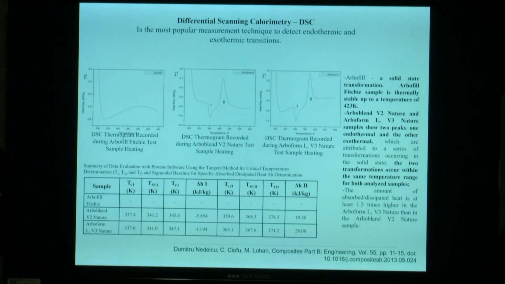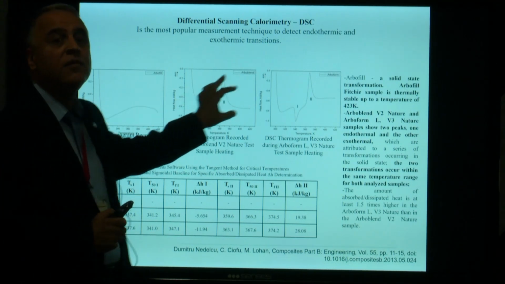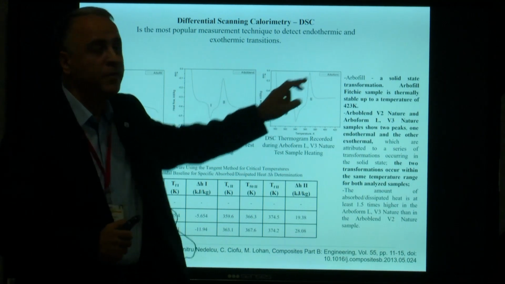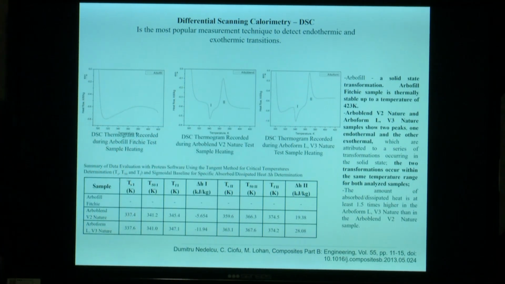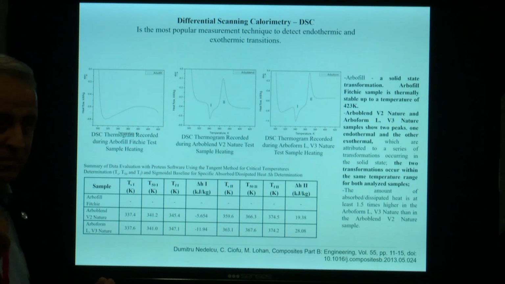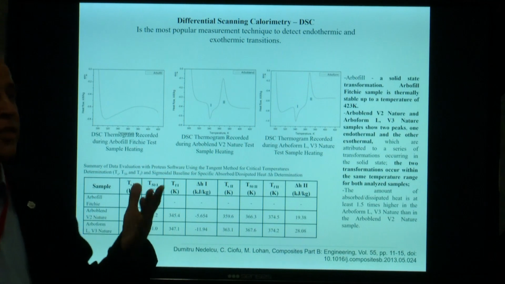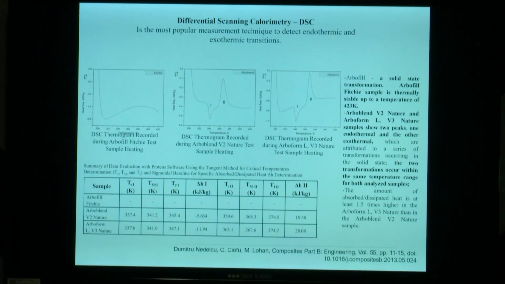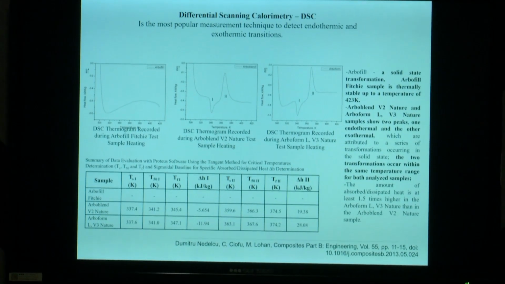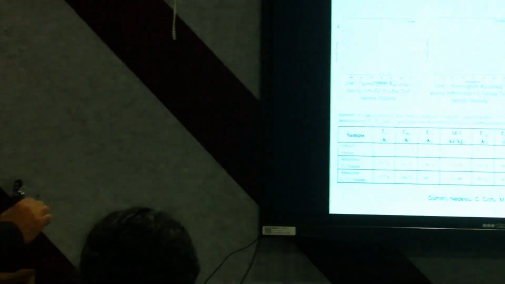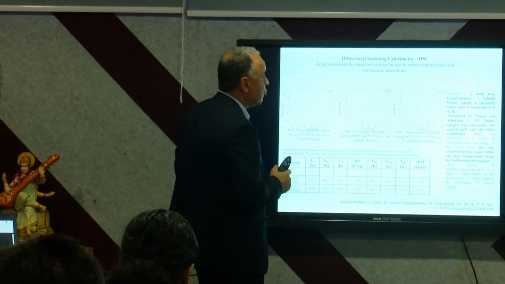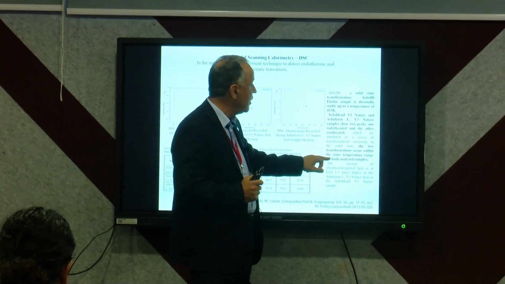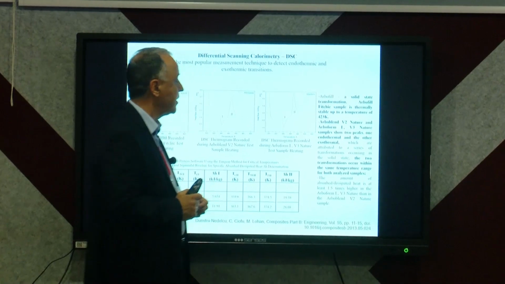If you go further to the next material, arboblend, and also arboform, you can see there are two peaks, one endothermic and one exothermic. It's a little bit strange from this point of view, because usually the material has one peak, doesn't matter if it is endothermic or exothermic. But we can explain this with the water evaporation. So, as a conclusion, the two transformations occur within the same temperature range for both analyzed samples.